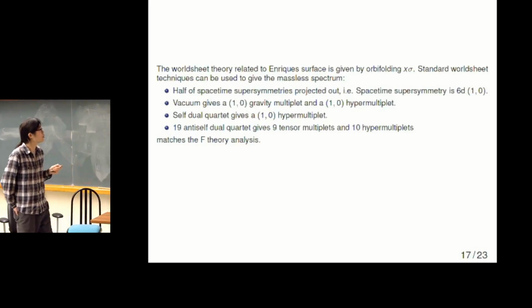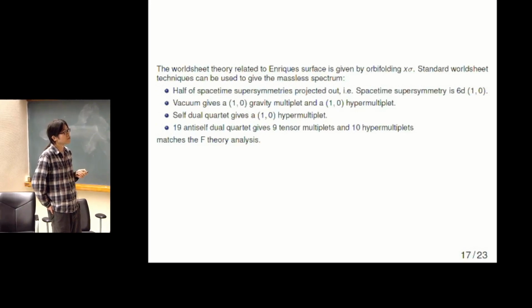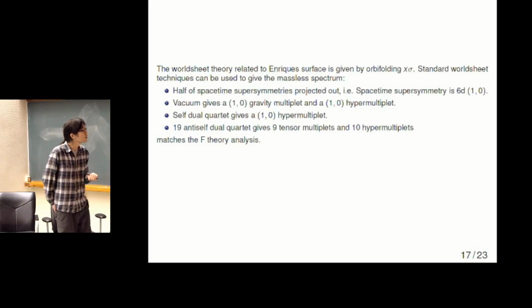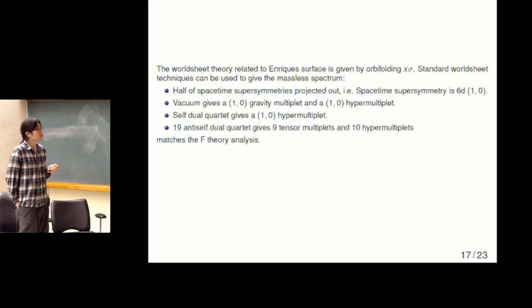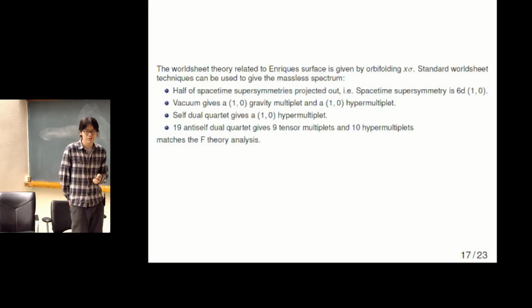Here are the key results. First, you see that half of space-time supersymmetry is projected out. Space-time supersymmetry is 6-dimensional (1,0). The vacuum is going to give a (1,0) gravity multiplet and a (1,0) hypermultiplet. The self-dual quartet gives a (1,0) hypermultiplet, and the 19 anti-self-dual quartets give 9 tensors and 10 hypers. This matches perfectly with the F-theory analysis.